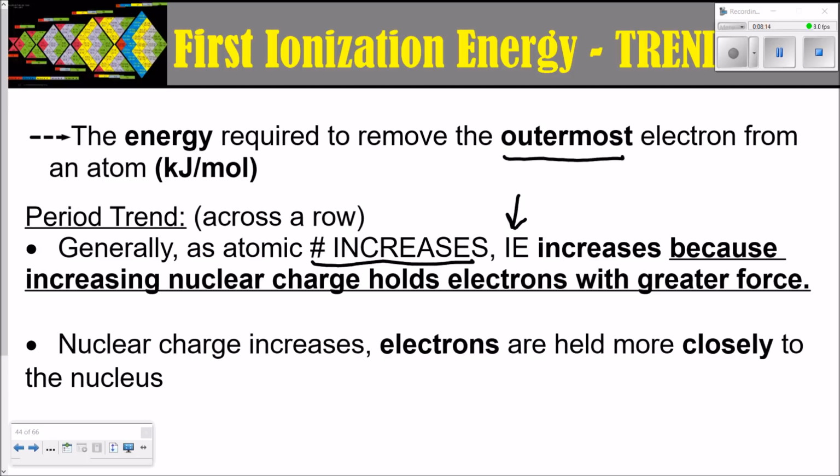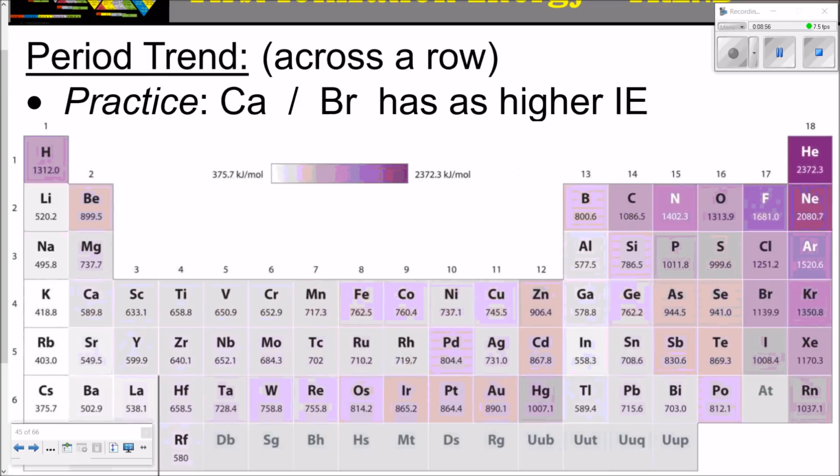So this is where the effective nuclear charge comes into play. Nuclear charge goes up, electrons are going to be held more closely to the nucleus. Therefore, the energy required to take them away is going to be larger. So looking at an example of first ionization energy, we're going to practice with calcium and bromine. Calcium is right here, and bromine is right here. They're both on energy level 4.